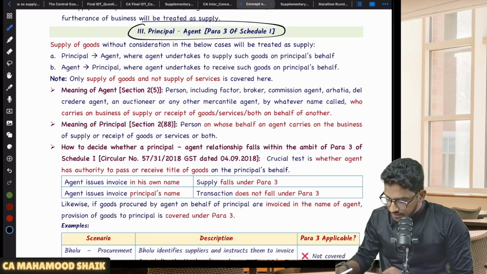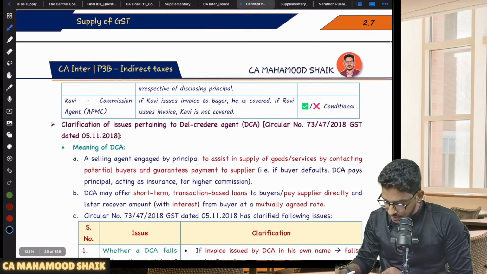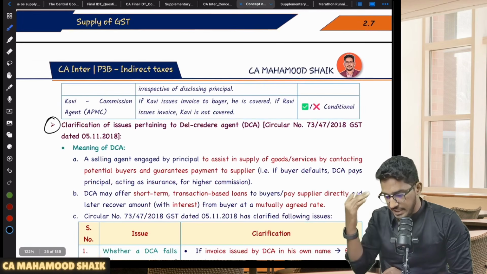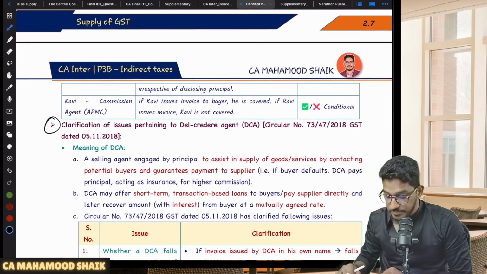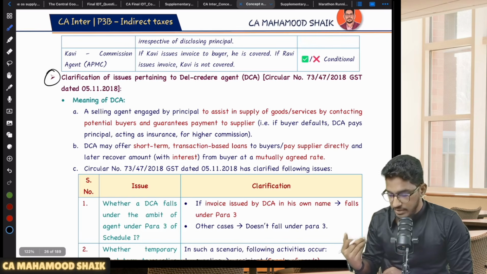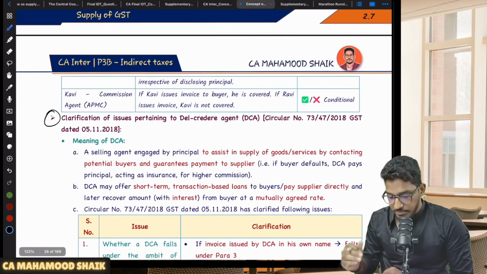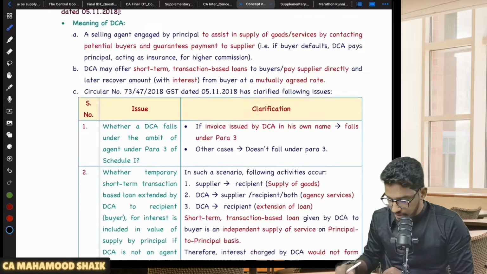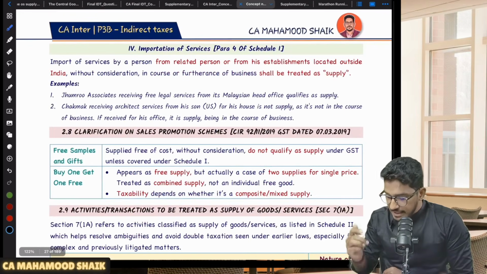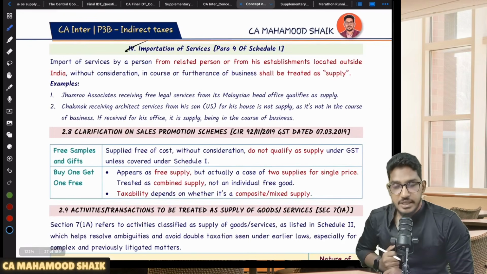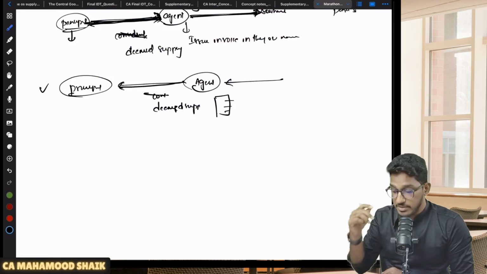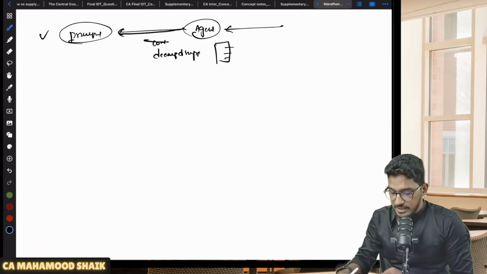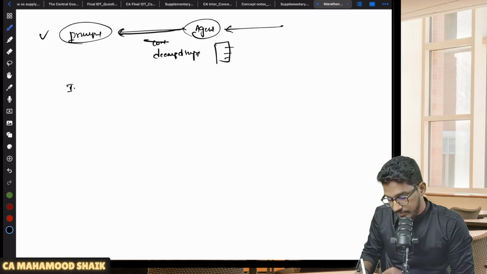Then we have one clarification regarding the del credere agent that we'll talk about later, because it is having linkages with the value of supply chapter and also exemptions. This circular we'll talk about later. Then the last activity which will be deemed as supply is para number 4 of schedule 1, which is regarding importation of services.